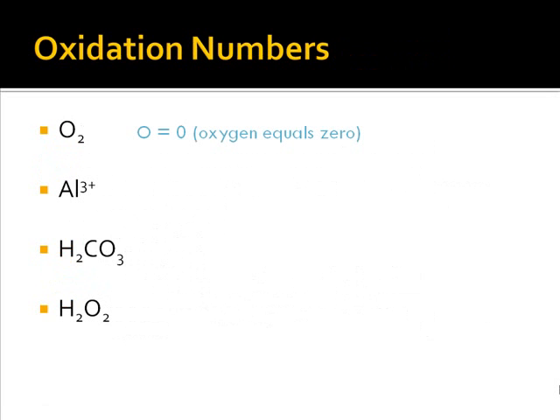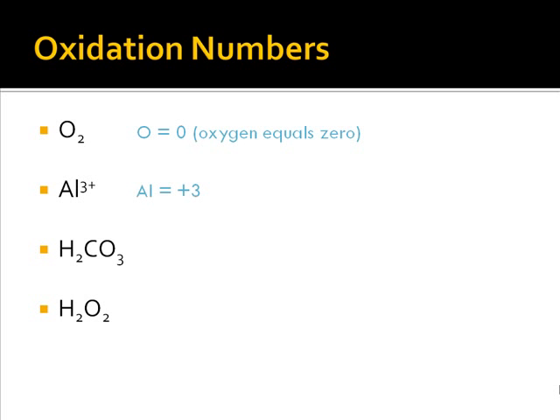And that looks like 0 equals 0, which is mathematically true, but I made sure I pointed out that oxygen equals 0 is really what that means. Aluminum 3+. That is a monatomic ion, so its oxidation number is +3. H2CO3, this gets a little bit more complicated. Here's what I think you should do whenever you're approaching these.